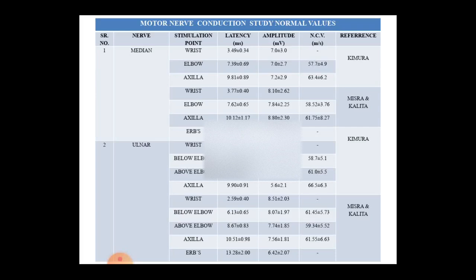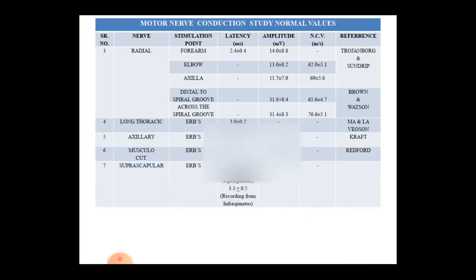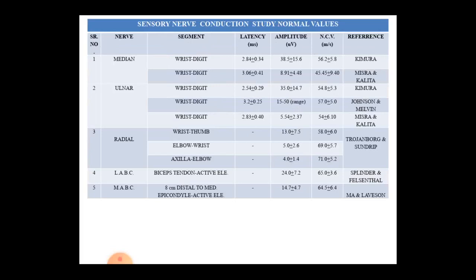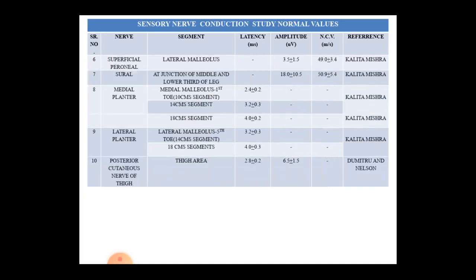So you can take a screenshot of this for the median and ulnar nerve. You can have it for radial, long thoracic, axillary, musculocutaneous and suprascapular also. You can have it for peroneal and tibial. So all these are motor nerve conduction study normal values. Now for sensory nerve conduction study normal values, you can have median, ulnar, radial, and lateral and medial antebrachial cutaneous nerve. Then others are of the lower limb: superficial peroneal, sural, medial plantar, lateral plantar and posterior cutaneous nerve of thigh.